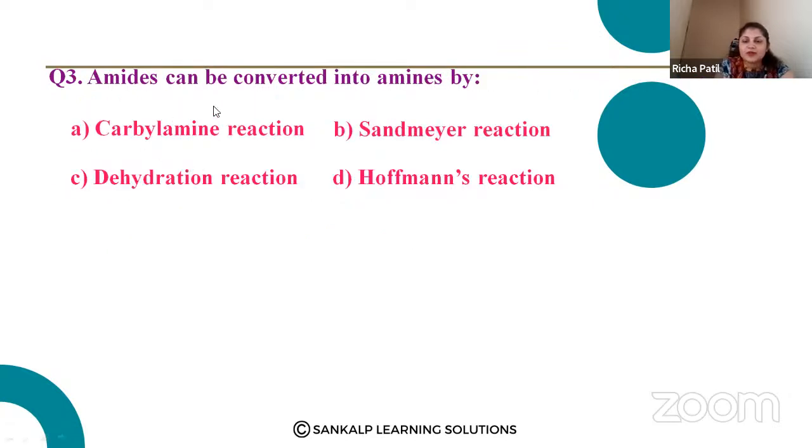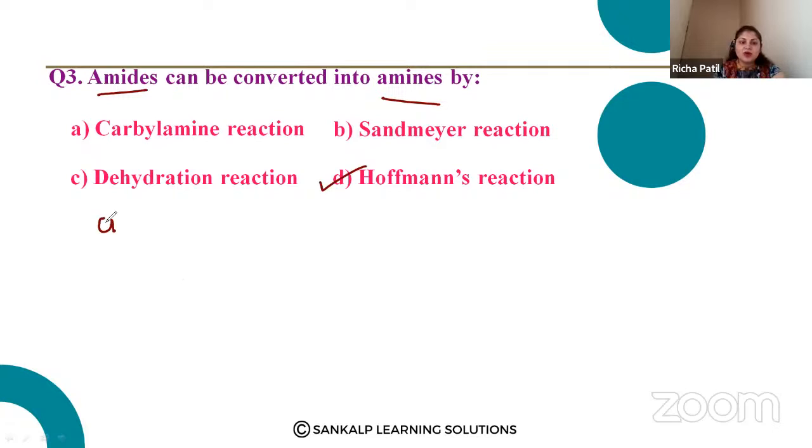So we'll go for the next one. Amides can be converted into amines by... So these are the following reactions. Which reaction can be applied for converting amides to amines? Yes, Lohit Kumar, it is D, right? It is D, Hoffman reaction.